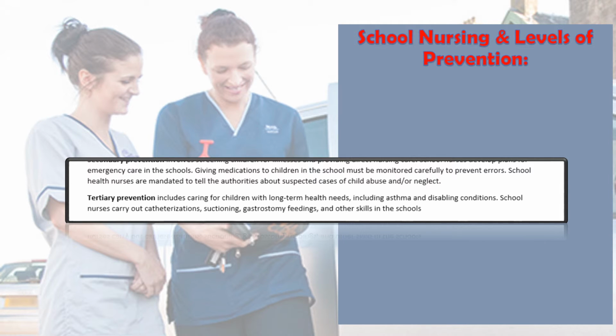The other prevention is tertiary prevention, including caring for kids with long-term health care needs. This number of kids keeps increasing in the school, so the school nurse is also responsible for that, including asthma; disabling conditions are common in that. School nurses carry out catheterizations, suctioning, GI feedings, and other nursing skills that are required within the school system.